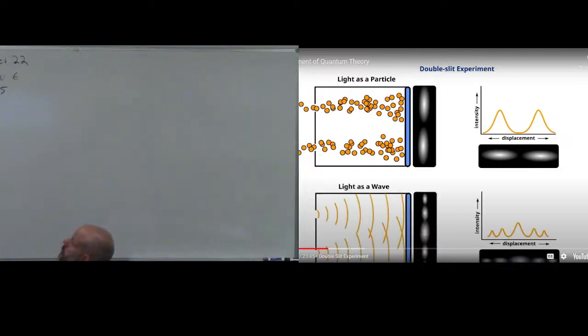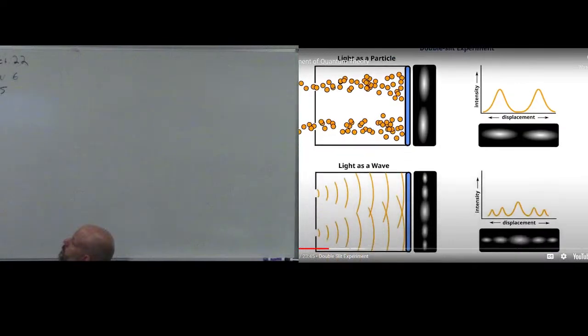Well, let's consider if light is a wave. If light is a wave, then when it comes through these apertures, remember those act as new origin points for more waves. Well, now we get an origin of waves here and an origin of waves here, and they eventually overlap. And where they overlap, they create an interference pattern. Peaks add together to give bigger peaks. Where peaks and troughs meet, however, they cancel out to give null regions.